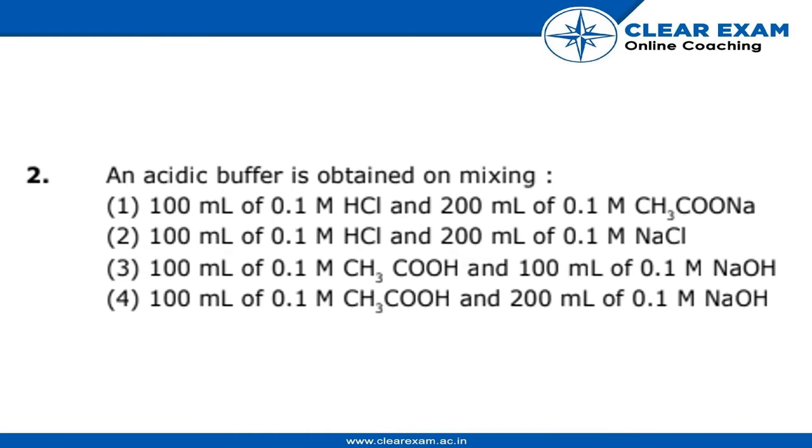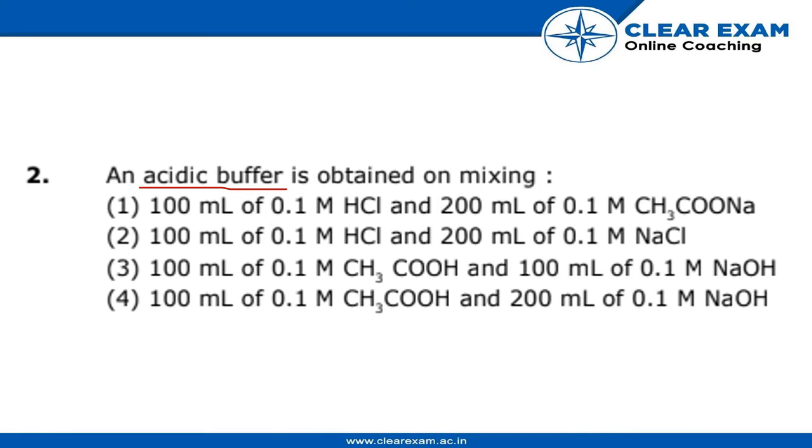So in this question, we have to find which of the following options is going to give us an acidic buffer. An acidic buffer, as the name suggests, must have a pH of less than 7. And how is it obtained? It is obtained by adding a weak acid and its salt with a stronger base.